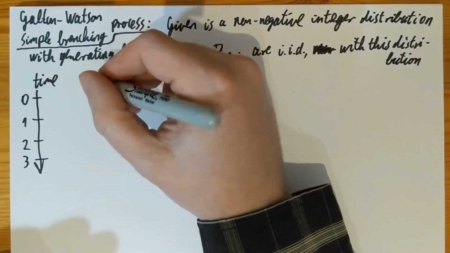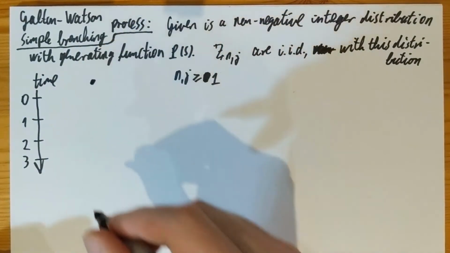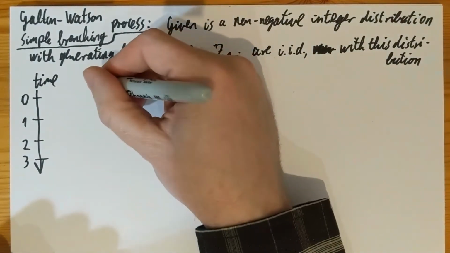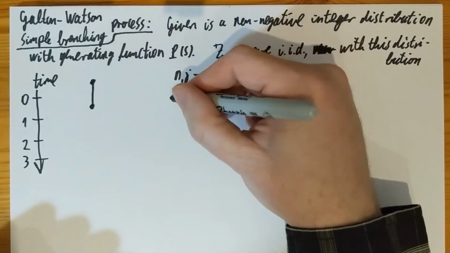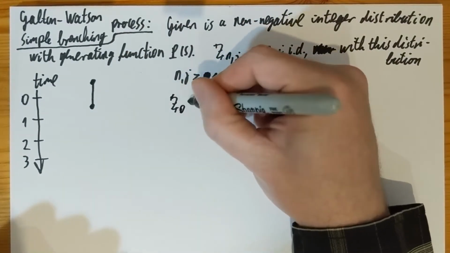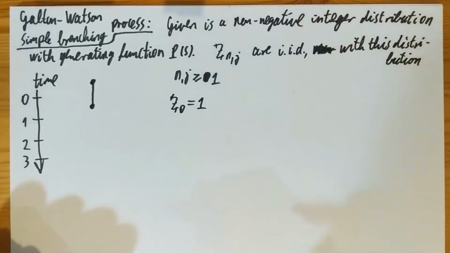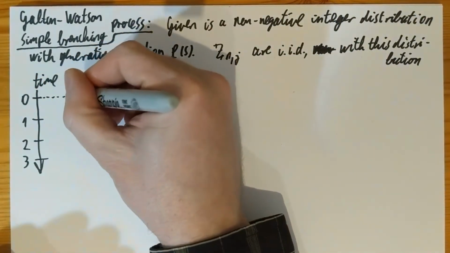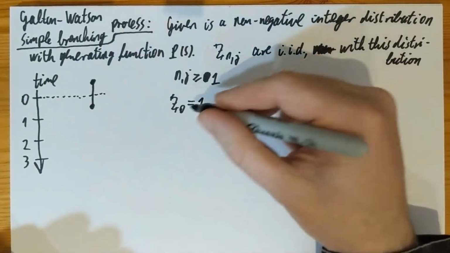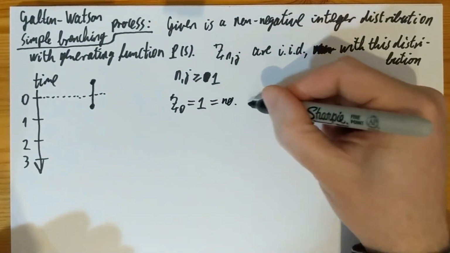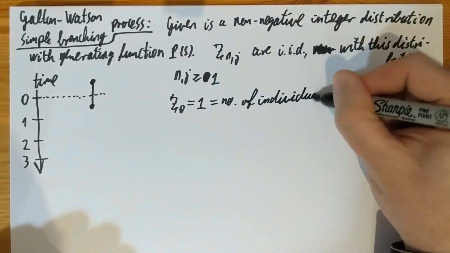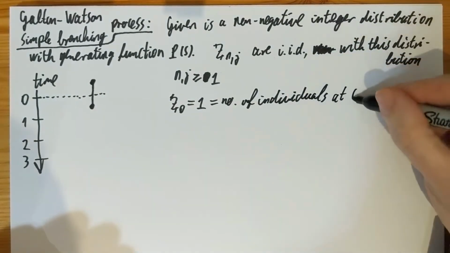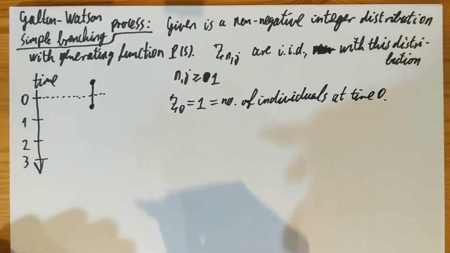And I'm going to start with one amoeba. So suppose that there is an amoeba that starts as one individual. I'm going to say that at time 0 I have one individual in this system. Z0 is the number of individuals at time 0, and I fix that to be 1.